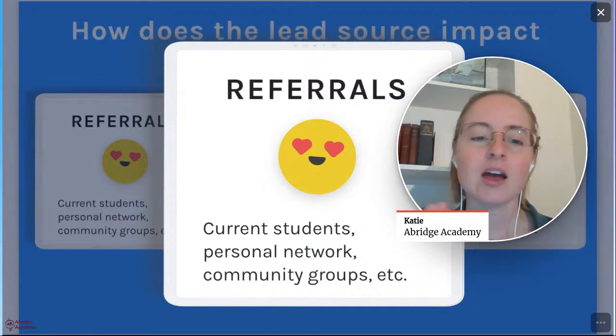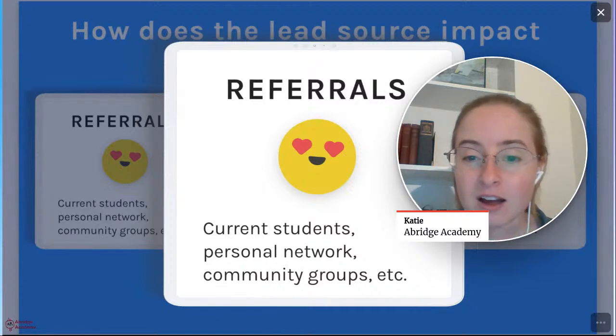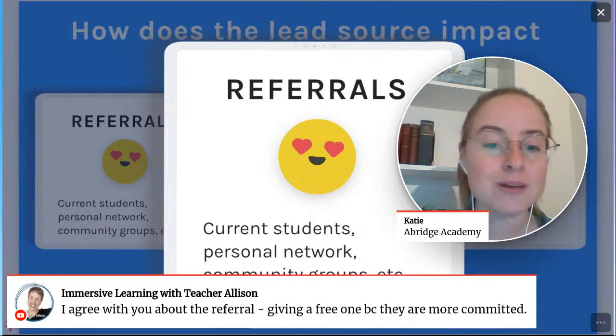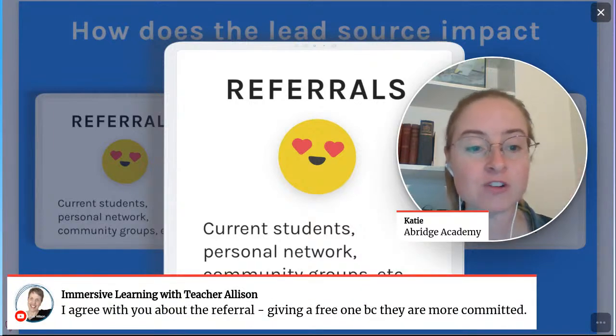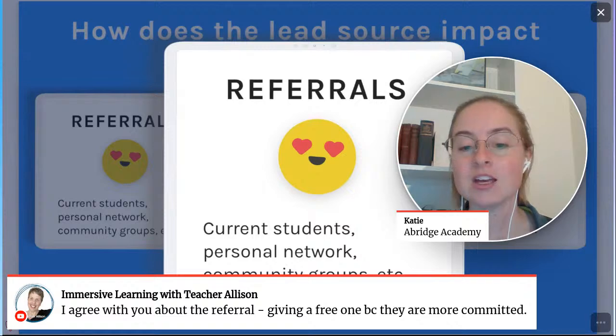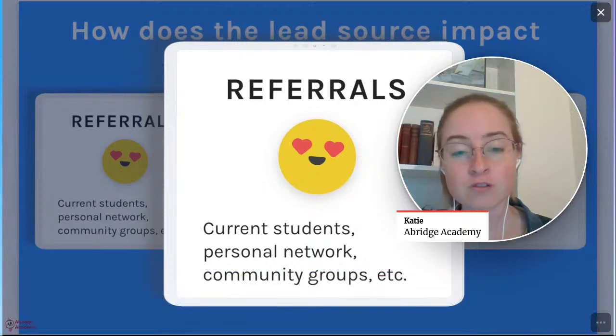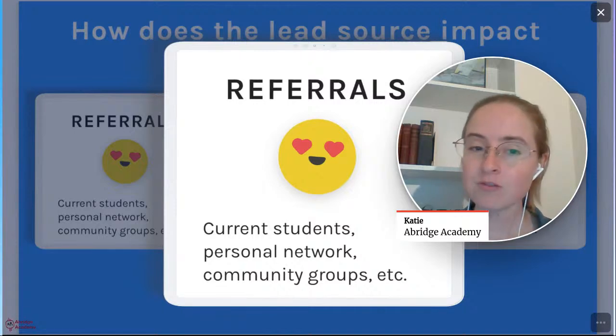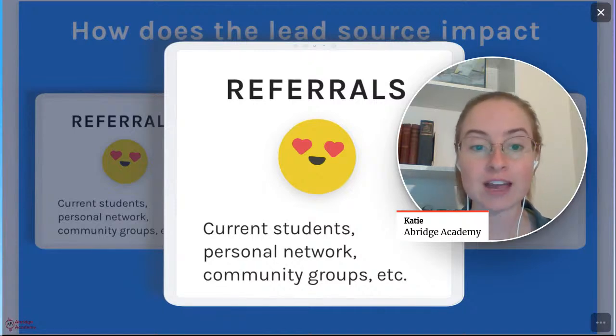I consider these all broadly under the umbrella of referrals, or your network somehow bringing people to you. People who come through referrals, as someone earlier mentioned, are much more likely to sign up because they are a bit more committed. Alison's saying here, agree with you about referral, giving a free one because they're more committed. So if you're finding students primarily through a referral, or you could offer this as a special incentive just for people who have been referred to you, a free trial class could still be quite effective in that case.